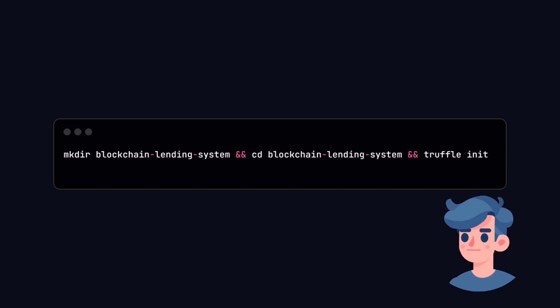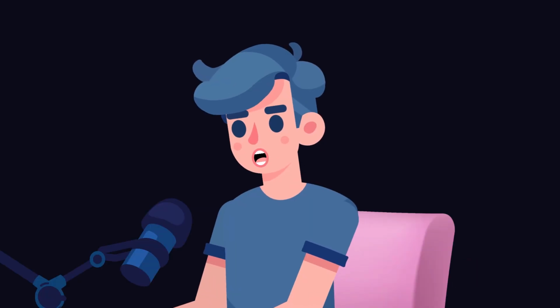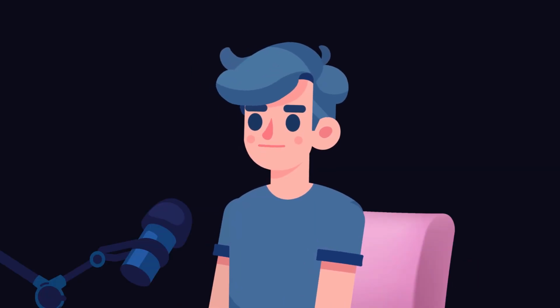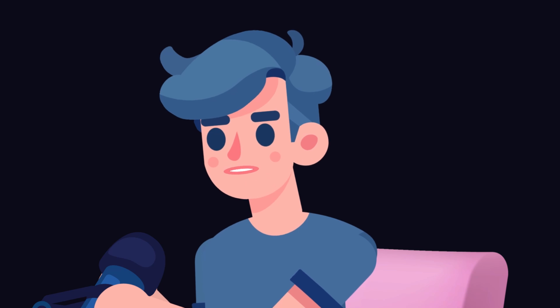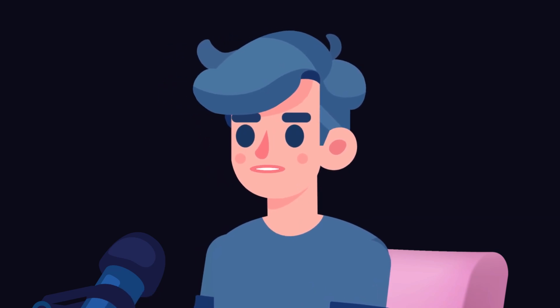Now, let's create a new Truffle project. In your terminal, create a new directory and navigate into it. Then run the following command. This command will set up a basic Truffle project structure for you. You will see directories such as contracts, migrations, and test created in your project folder.